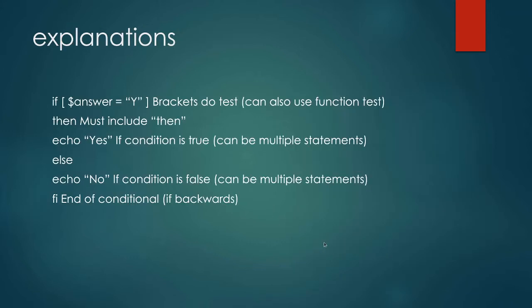Now, what'll end up happening here is, in this case, what you're looking at is a simple comparison. If the variable answer equals y, then say yes. Now in this particular case, the square brackets that you see around $answer equals y is what is actually saying this is my test condition. I have double quotes around y.